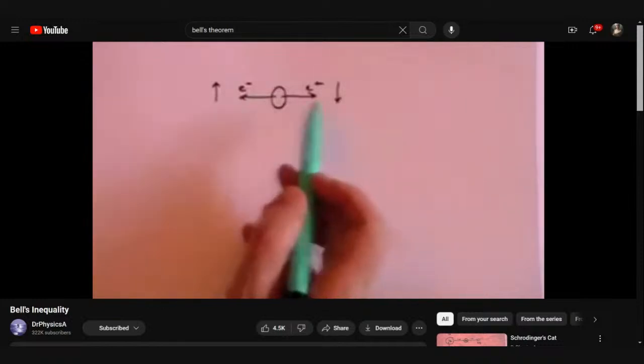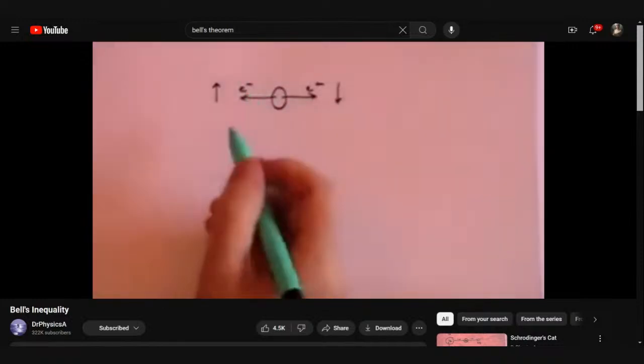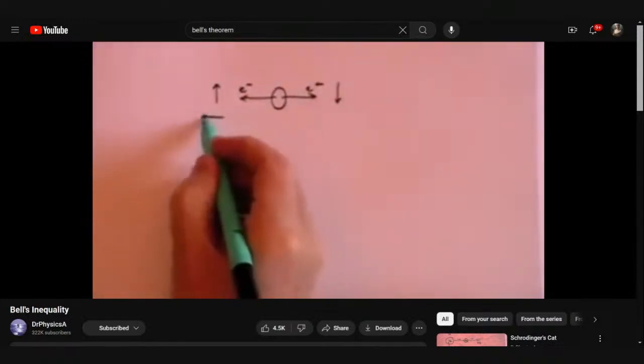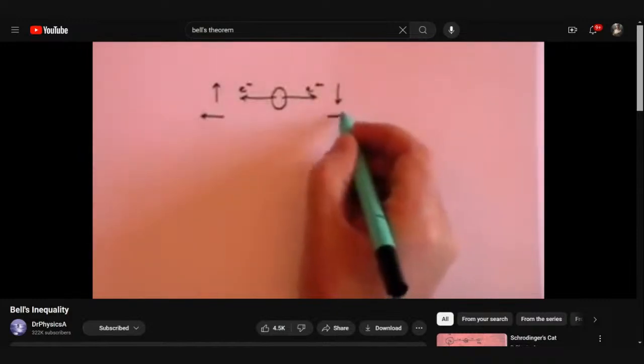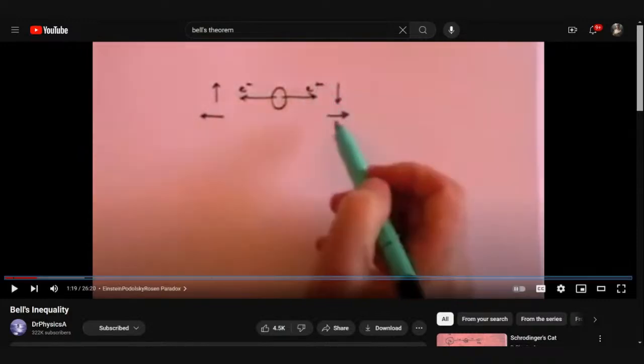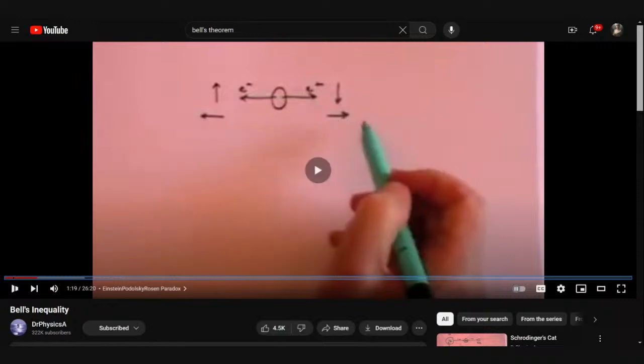In other words, those two spins will always be exactly opposite. Similarly, if you measure the spin along the, say, x-axis, and you find it's in that direction, then were you to measure the spin along the x-axis of the positron, it would always be in the opposite direction.